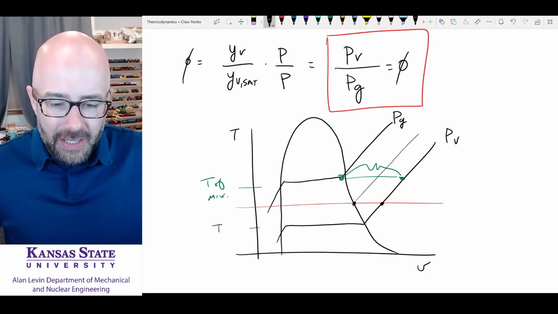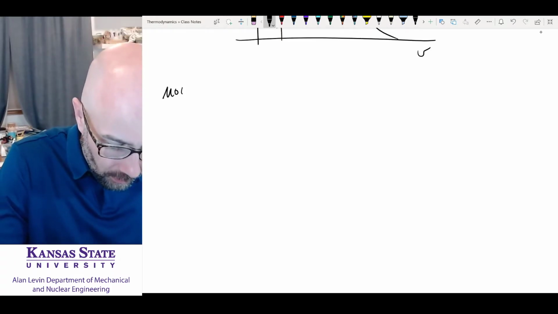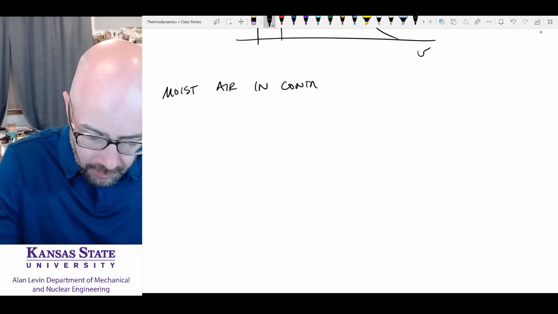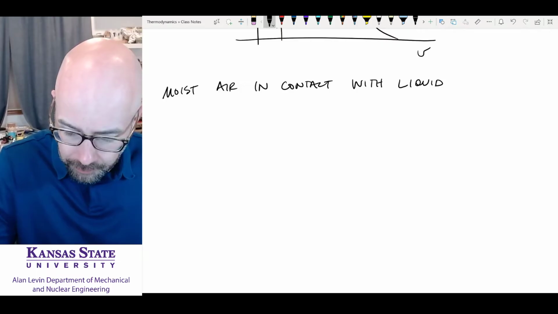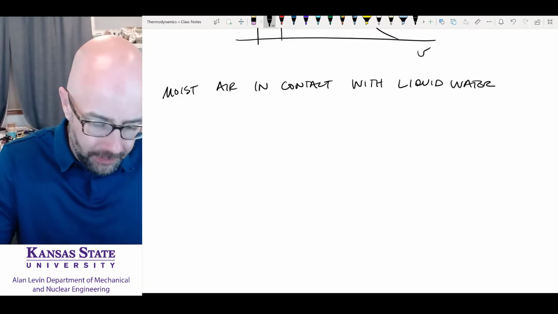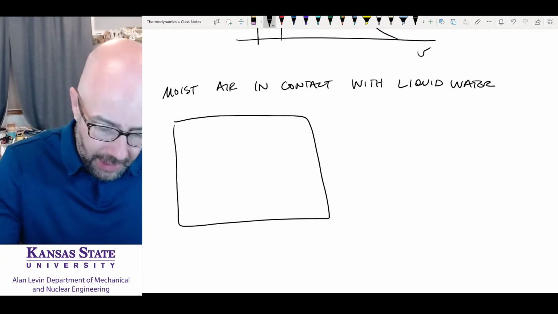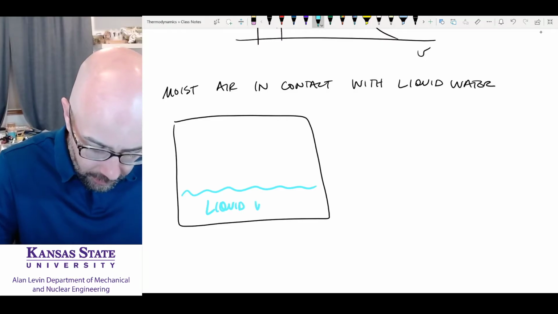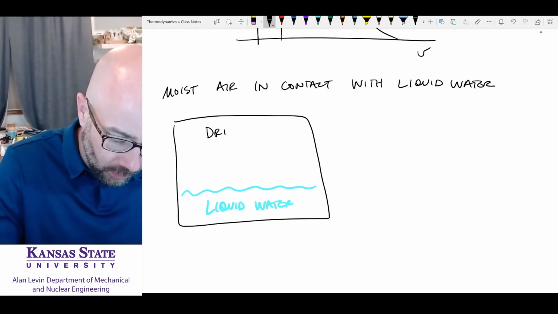Okay, let's look at a situation when you have moist air in contact with liquid water. We have a closed system and we're going to have liquid water down here. So here's going to be some liquid water, and above that liquid water, you're going to have dry air and water vapor.